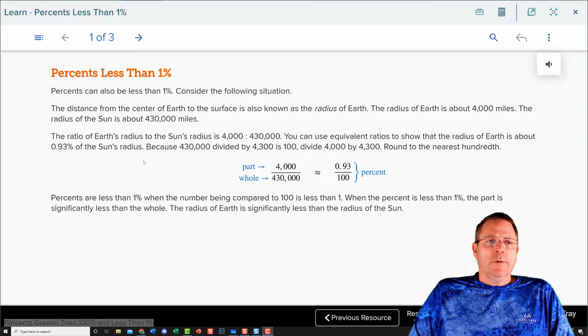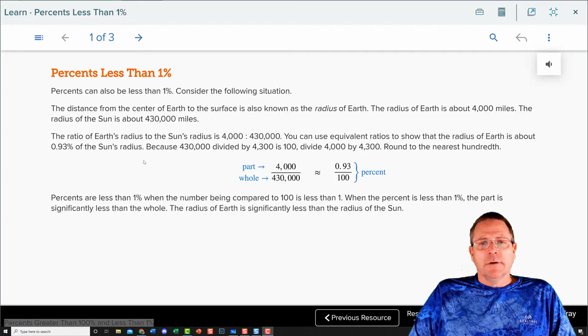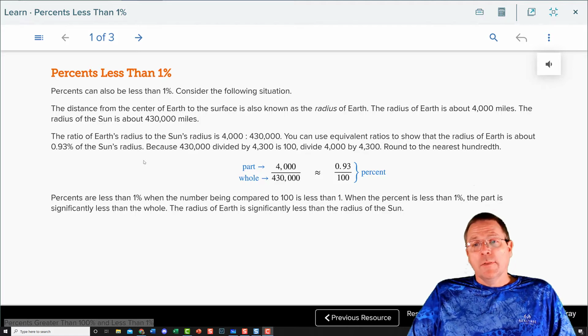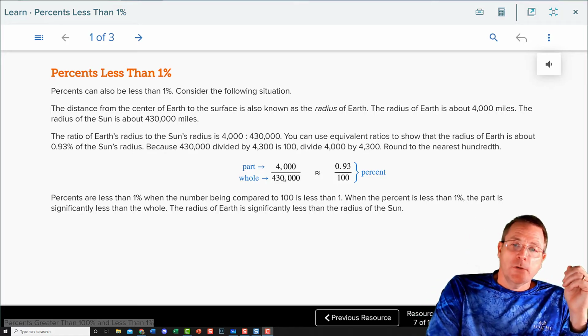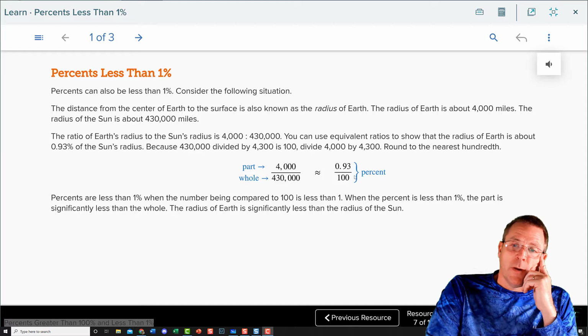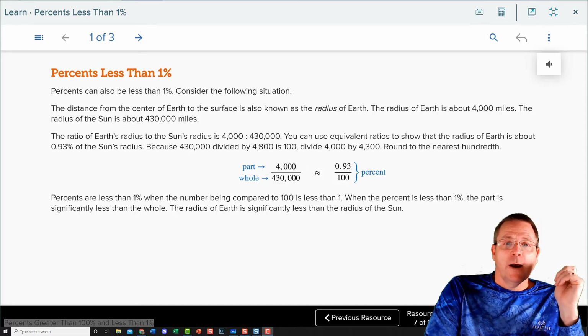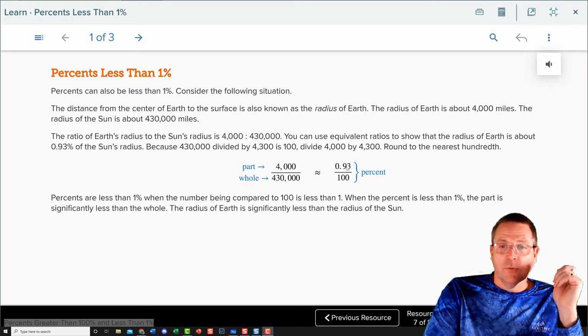That's less than 1%. Because 430,000 divided by 4,300 is equal to 100, you can therefore divide 4,000 by 4,300 and round to the nearest tenth. You see that going on right here. They said, for this number divided by what is equal to 100? They divided it by 4,300 and it gave them 100. And then they said, all right, then 4,000 divided by the same 4,300 is where they got this 0.93% from.